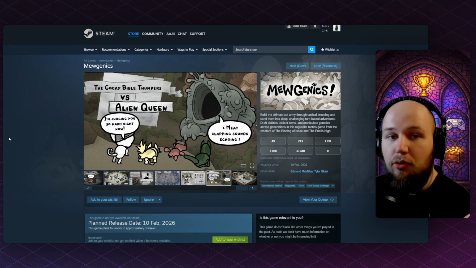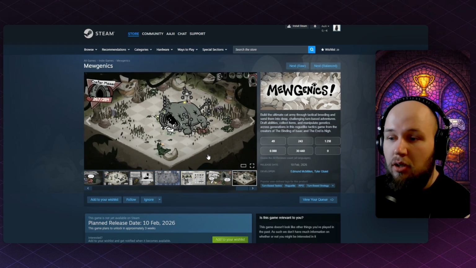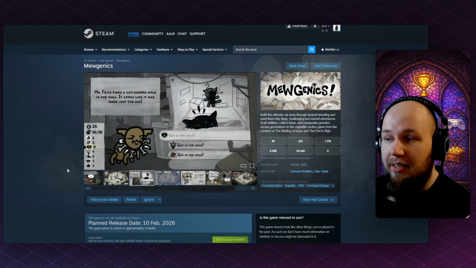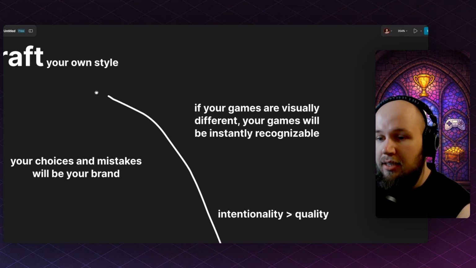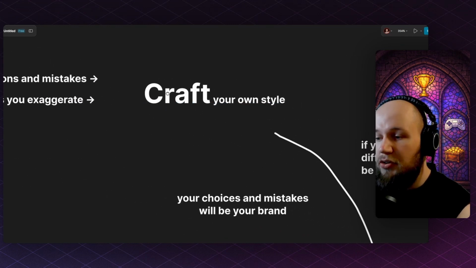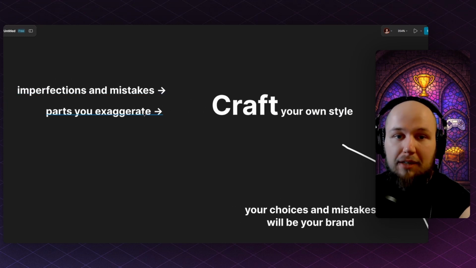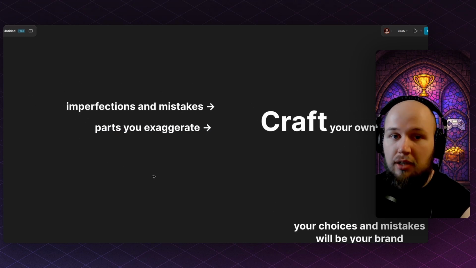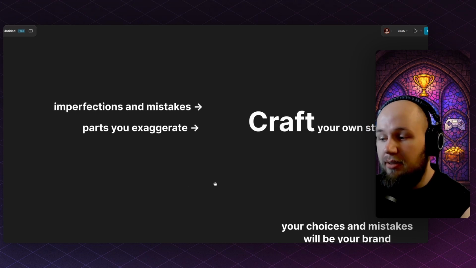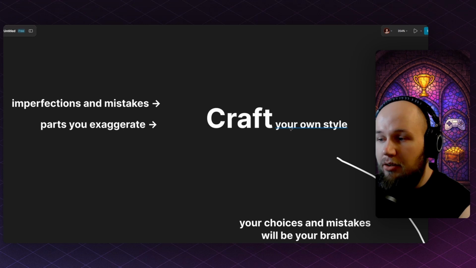It's something that people recognize instantly when you post stuff online, when you make videos, when they see your Steam page. And that's why the fifth C is to craft your own style. The imperfections and mistakes you choose to leave in your art, and the things you exaggerate and the things you just don't do, they are what make your brand and the style for your games. And you can take your time with it.